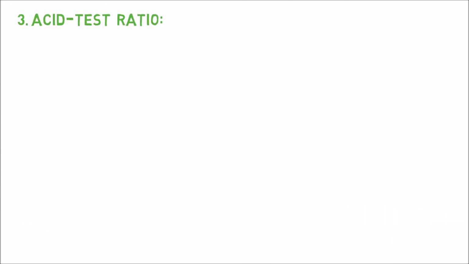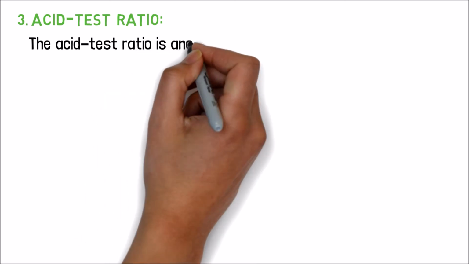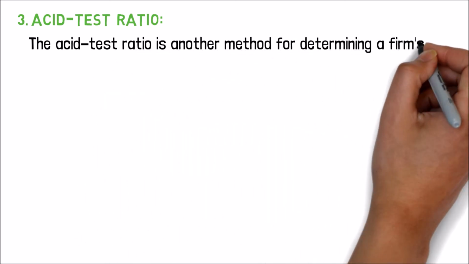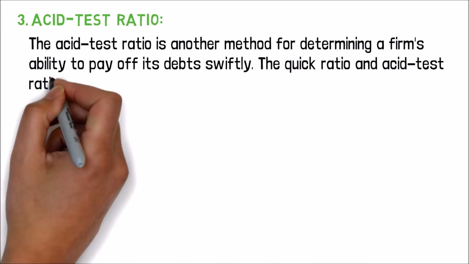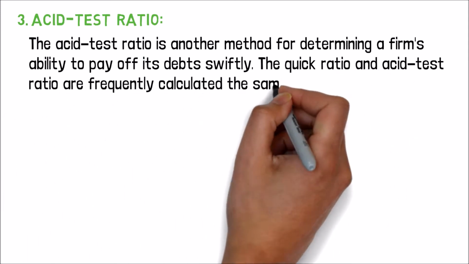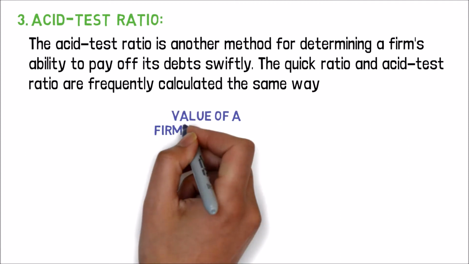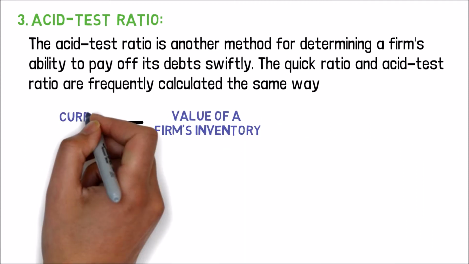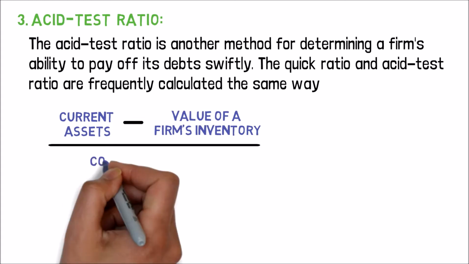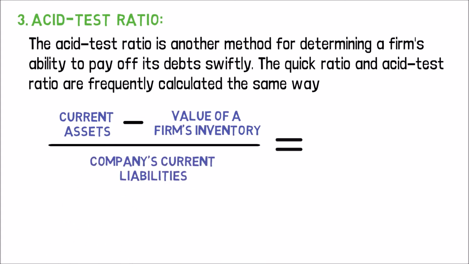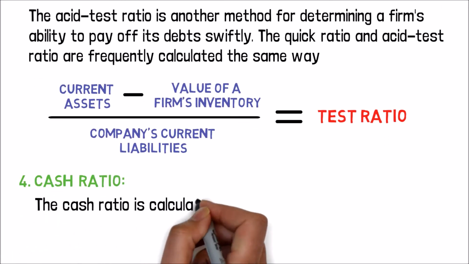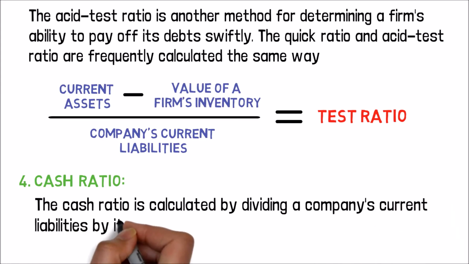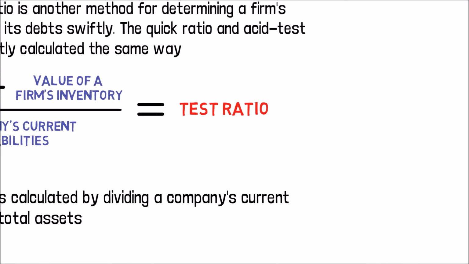Acid test ratio. The acid test ratio is another method for determining a firm's ability to pay off its debts swiftly. The quick ratio and acid test ratio are frequently calculated the same way. Subtract the value of a firm's inventory from its current assets and divide that figure by the company's current liabilities in a variation of the acid test ratio. Cash ratio. The cash ratio is calculated by dividing a company's current liabilities by its total assets.